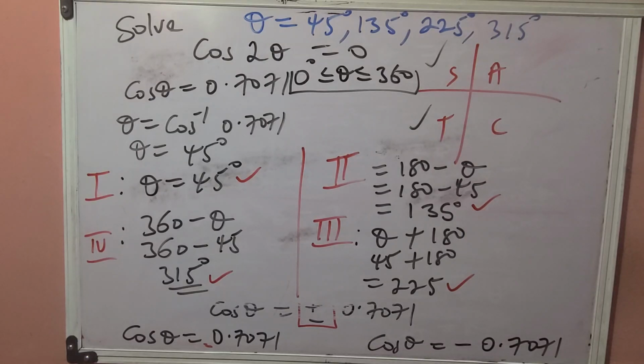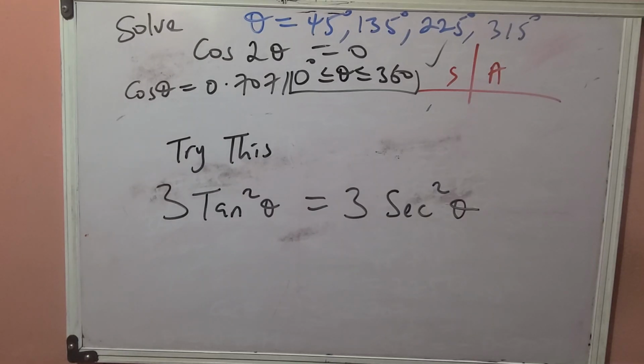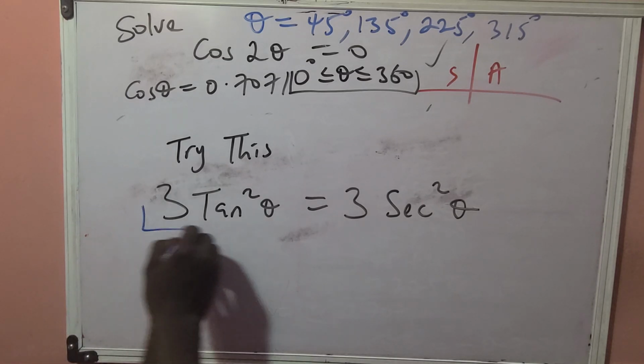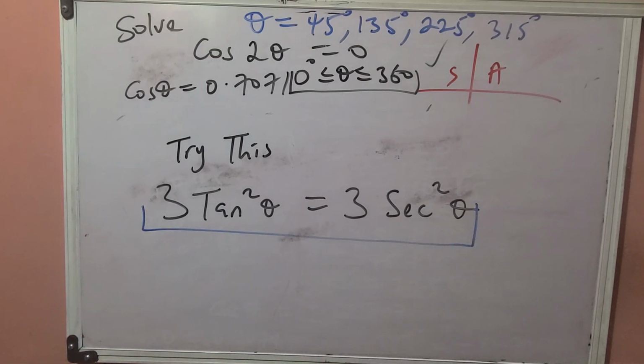I really hope you were able to solve this, and I'd love you to get your hands dirty with this particular question. You're given 3 tan squared theta equals 3 sec squared theta. How do you resolve this using your knowledge of trigonometry? I would love you to give me your feedback, your answers in the comment section.